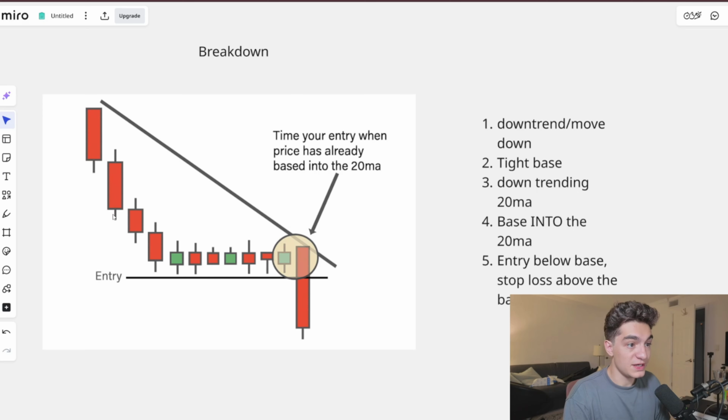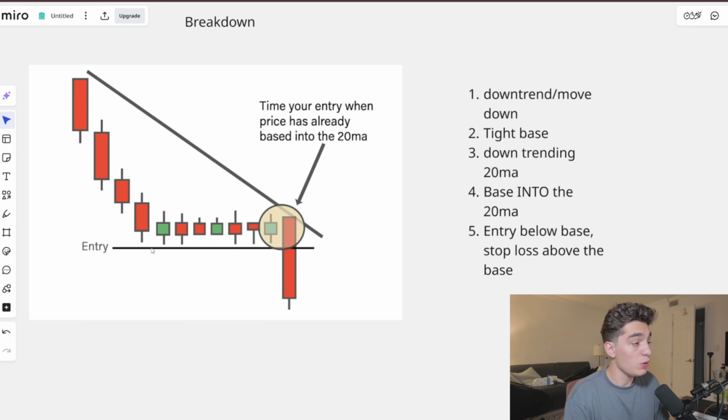We want to see a move down. We want to see a nice and tight base. We want to put our entry below the base because we want the resistance, or sorry, support in this case, to be broken. That's when we know, okay, this area of support is being broken. That's when we enter the position.